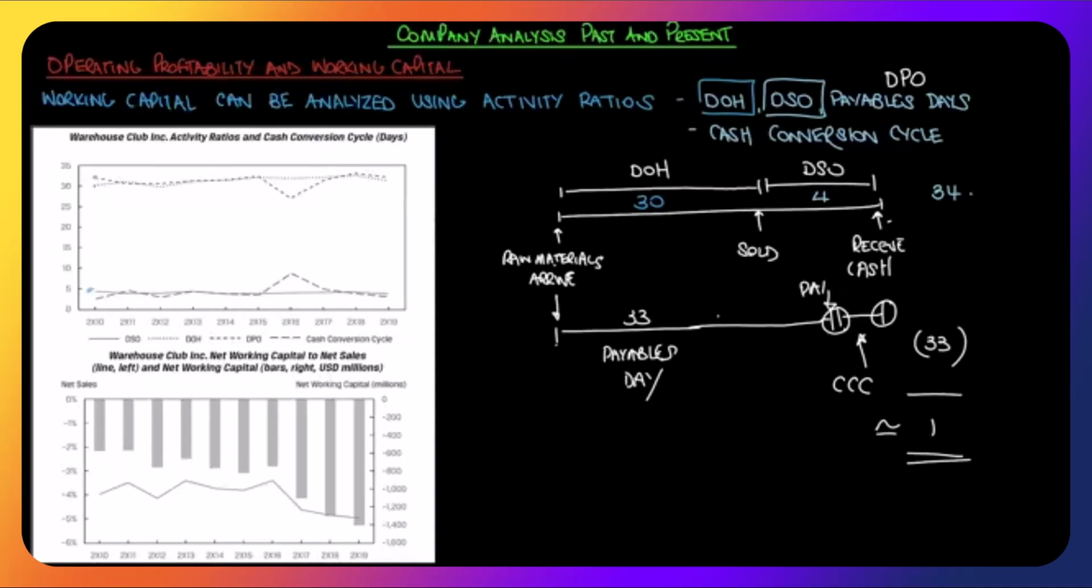In fact, if we look at the diagram bottom left, these numbers are all negative. They have negative net working capital, probably more payables outstanding than they have inventory and receivables.